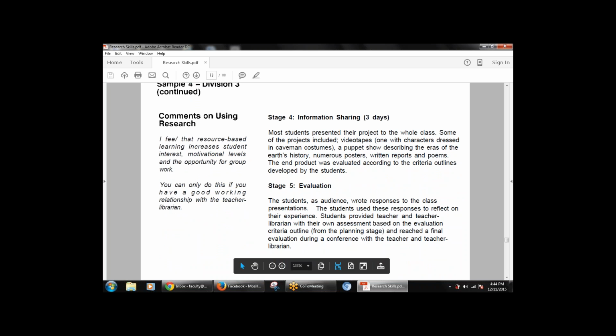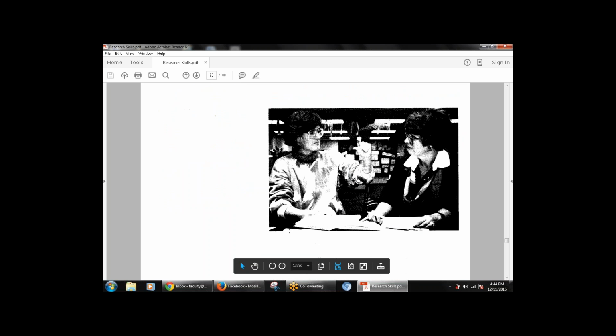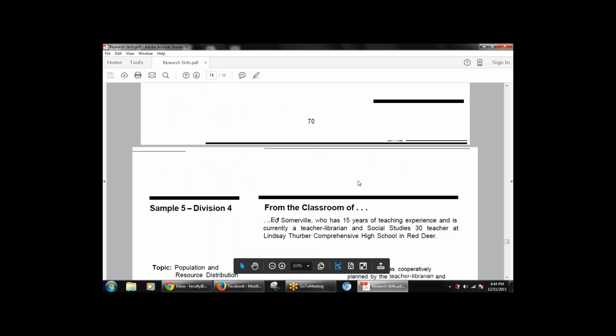The last stage, stage number 5, is the evaluation. After completing the information sharing, students evaluate. They wrote responses to the class presentations, and used these responses to reflect on their experience, on themselves, their peers, and their growth. Students provided the teacher and the teacher librarian with their own assessment criteria based on the evaluation criteria outline. This is one of the major activities, evaluation.